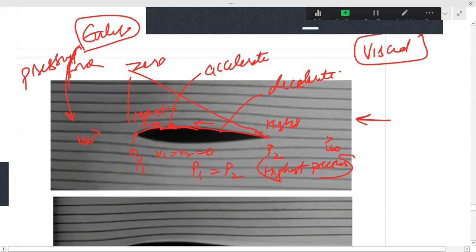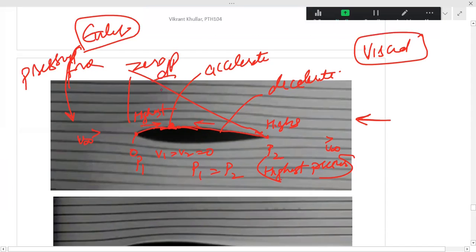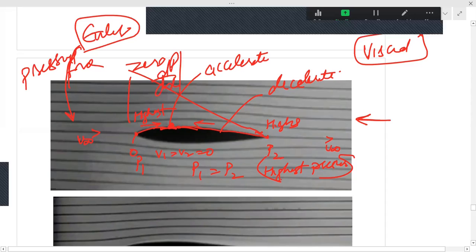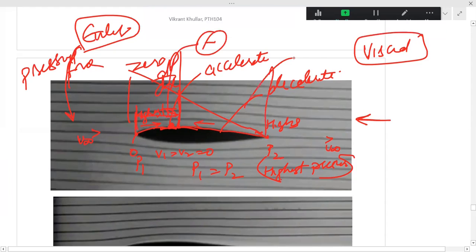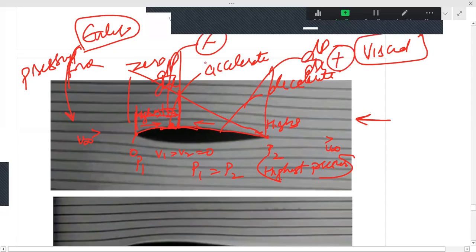It means if I ask you dp by dx is positive or negative in this region? Negative, sir. Negative. And what about dp by dx in this region? Positive. So which is favorable? Left hand side. This is adverse pressure gradient, this is favorable pressure gradient. So due to this adverse pressure gradient, there can be flow reversal, but that does not happen.